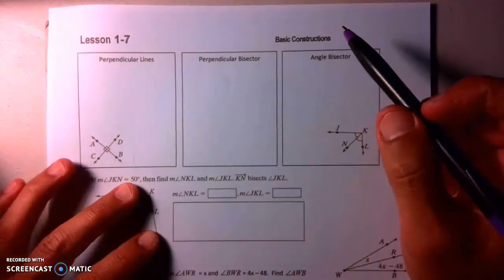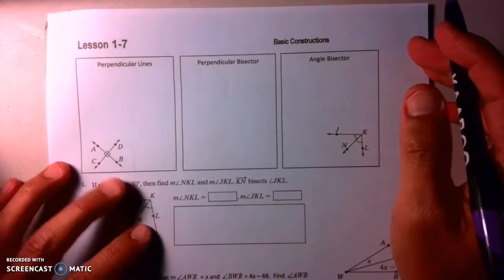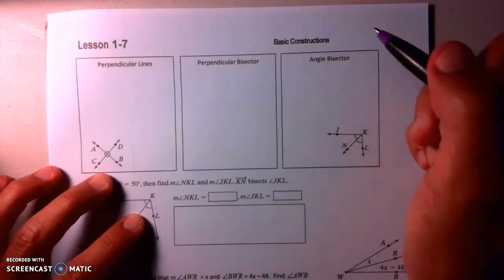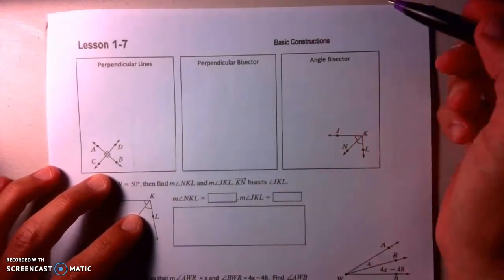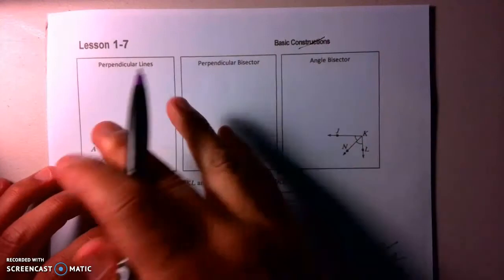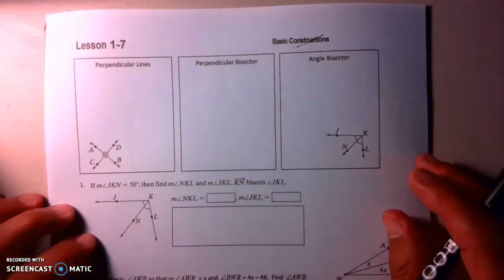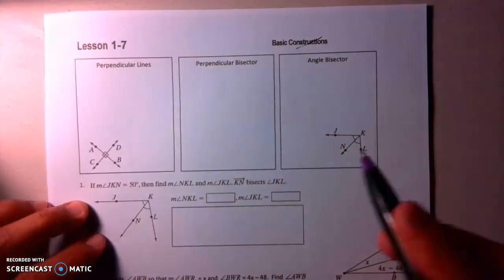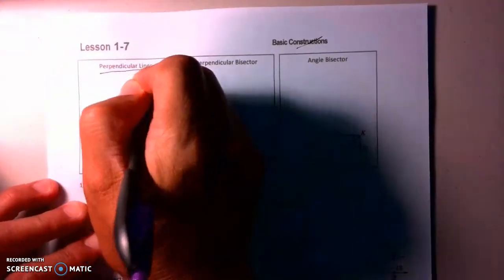Okay, we're going to fill in some notes here on lesson 1-7. It talks about constructions. We're not going to actually do constructions, so we're not going to worry about that, but there are some major definitions that we're going to see in section 1-7. First one up is perpendicular lines.